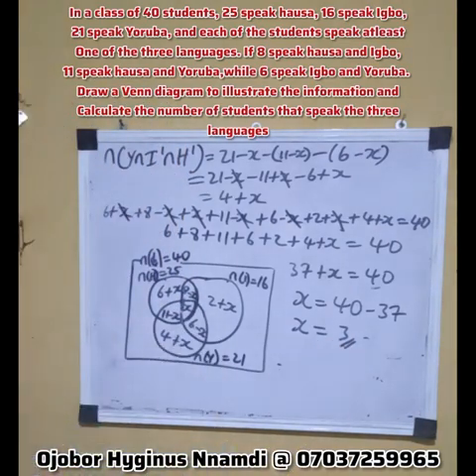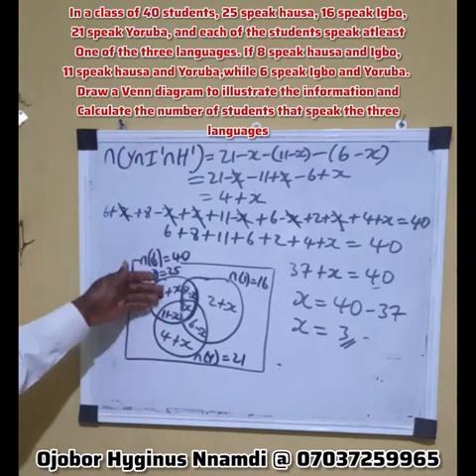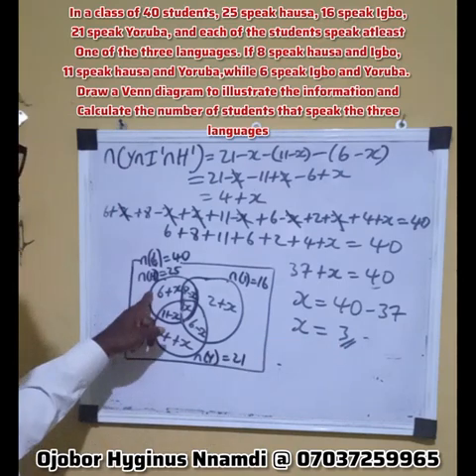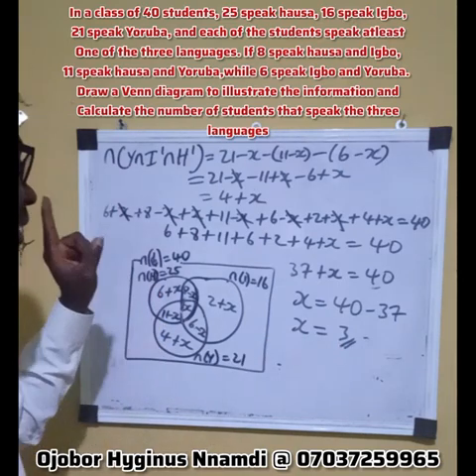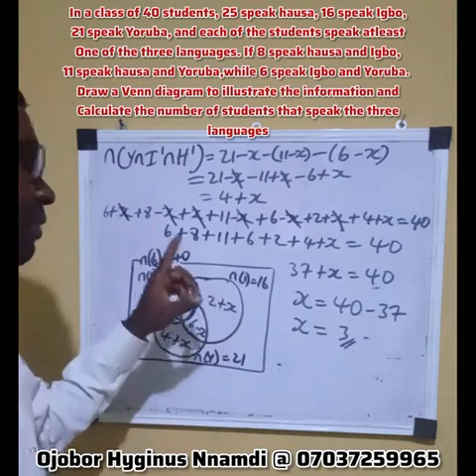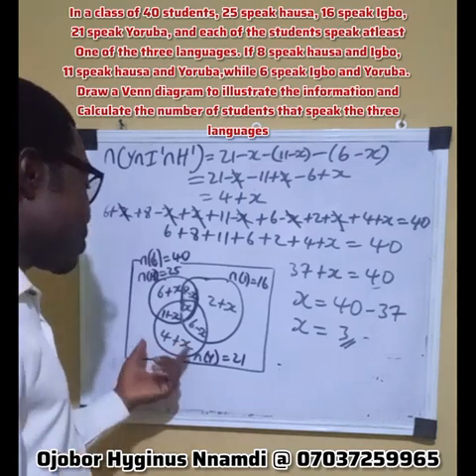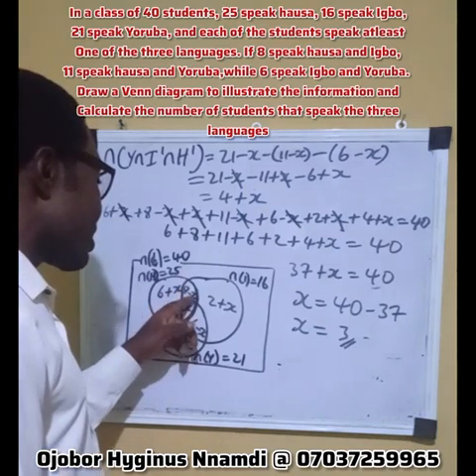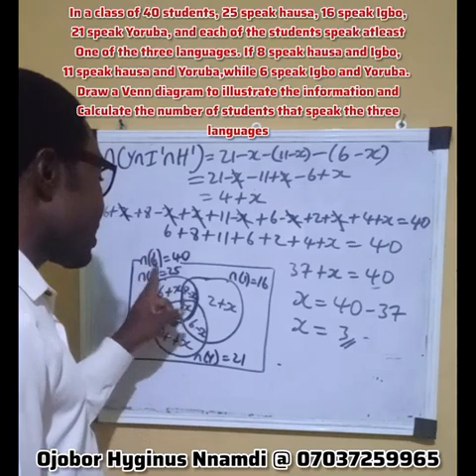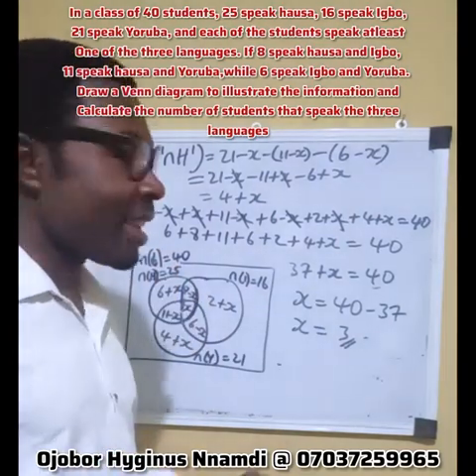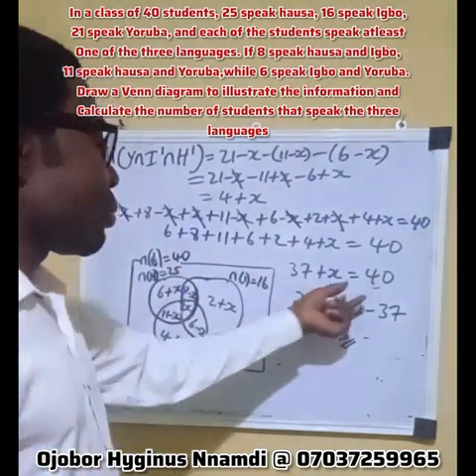So if the question went ahead to ask us to find each of the subsets, you just substitute 3 in each of them. 6 plus 3 will give us 9 that offer only Hausa. 2 plus 3 will give us 5 that offer only Igbo. And 4 plus 3 will give us 7 that offer only Yoruba. While 8 minus 3 will give us 5 that offer only Hausa and Igbo but not Yoruba. That way you will get all the subsets and you will see that it sums up to 40.